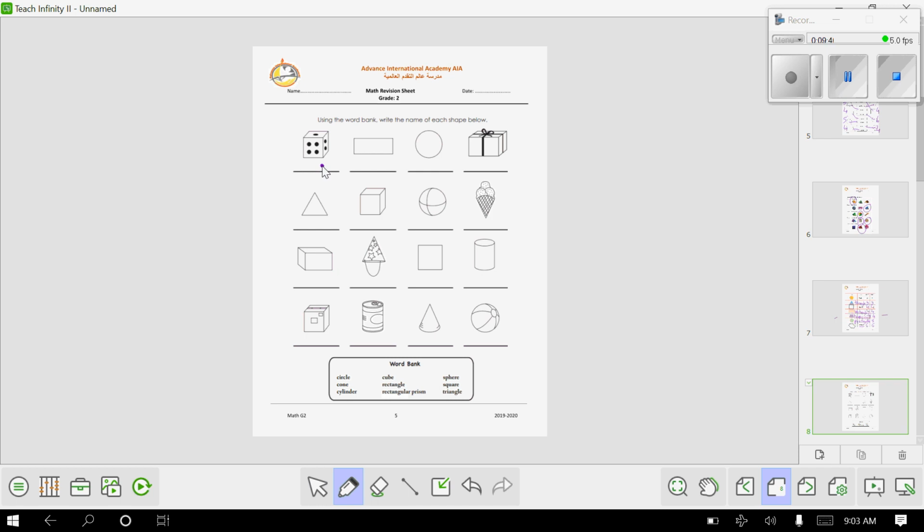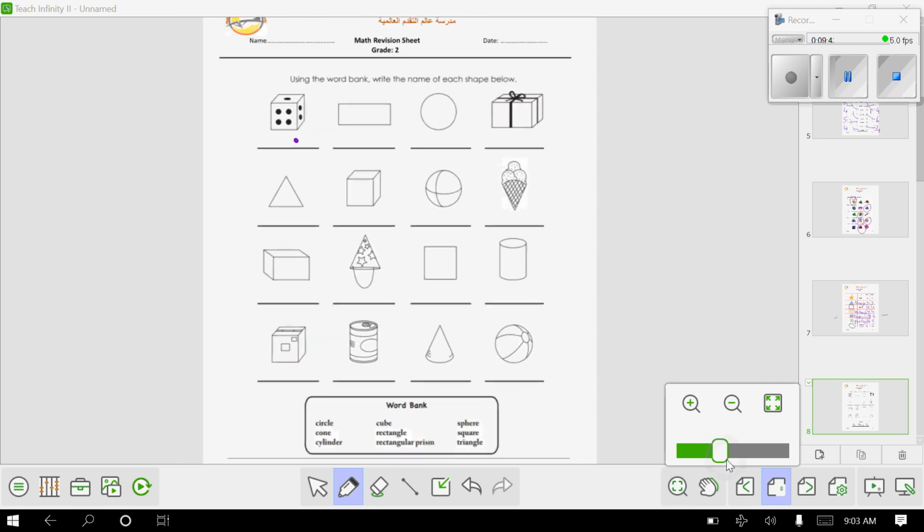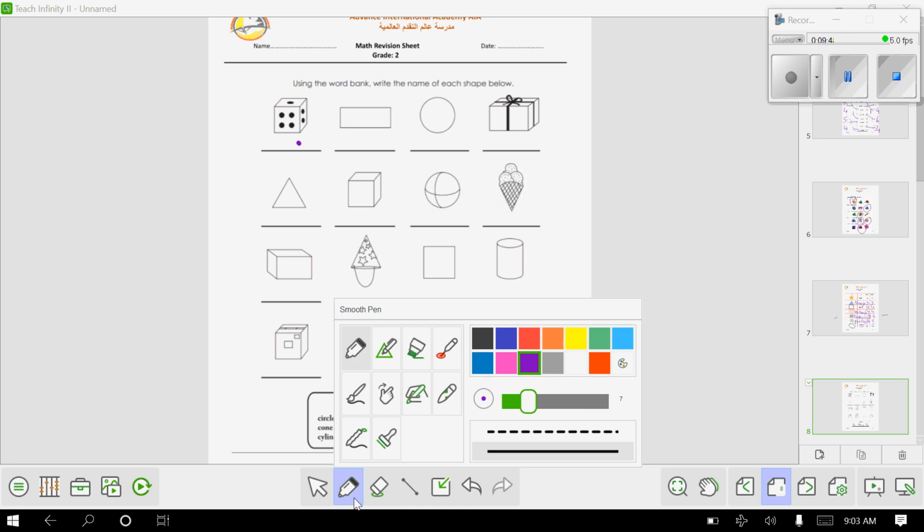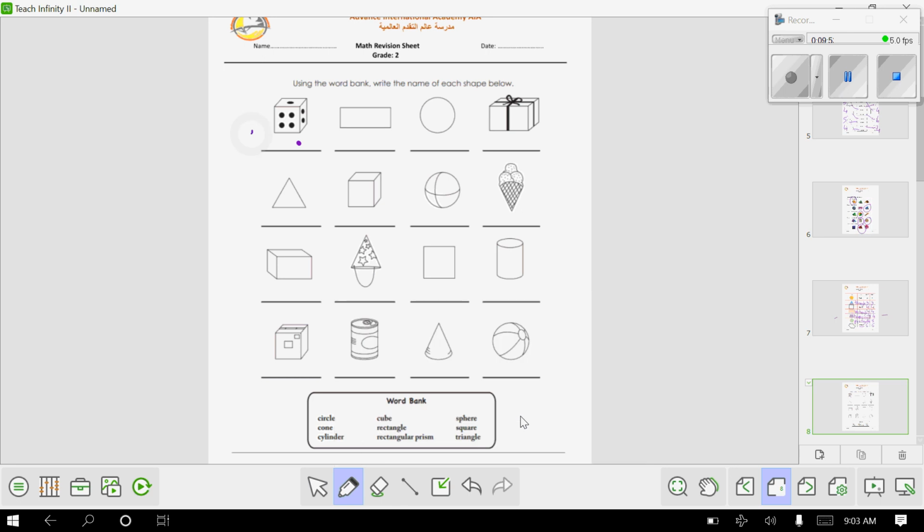Perfect, it's a cube. So I have to write cube here. It's a cube. Yes, what do you call this shape? Perfect, it's a rectangle. Here, excellent, it's a circle, it's a 2D shape.